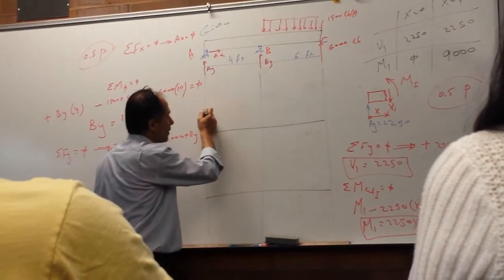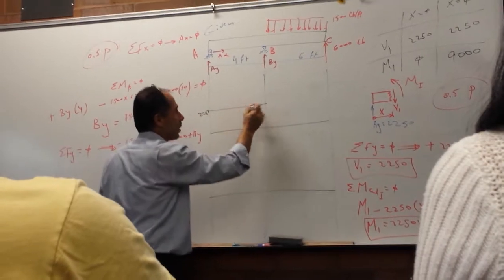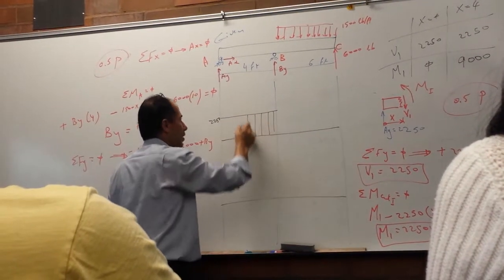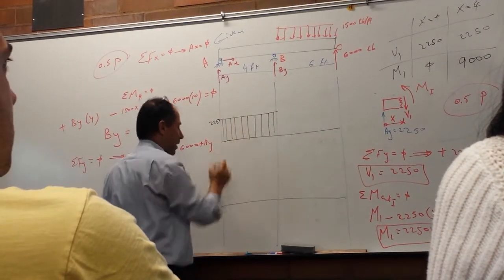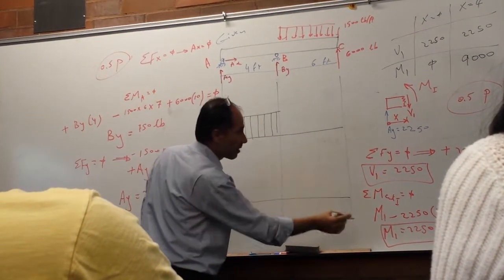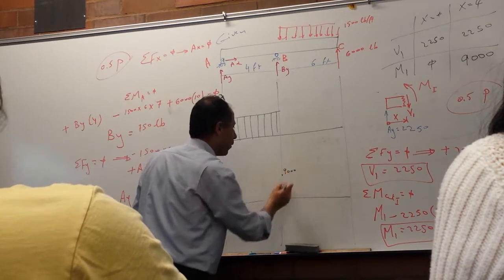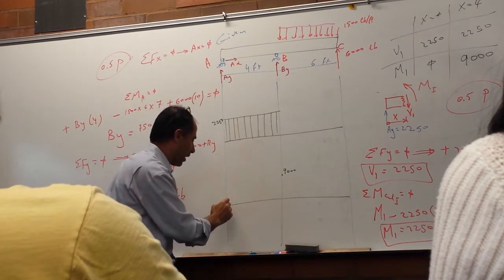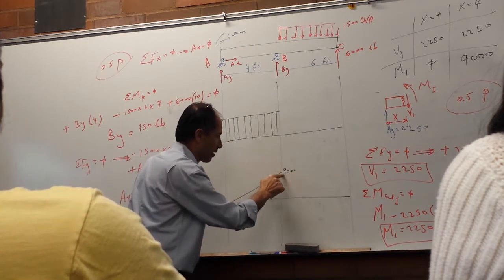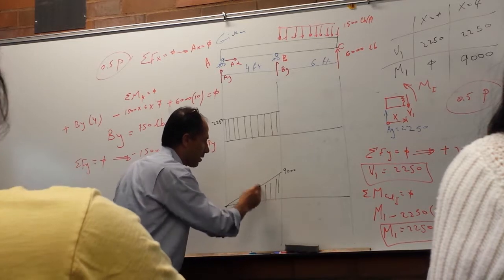V is 2250. Positive. The M starting here is 0, ending here is 9,000. What kind of line? Straight line. And it's positive.